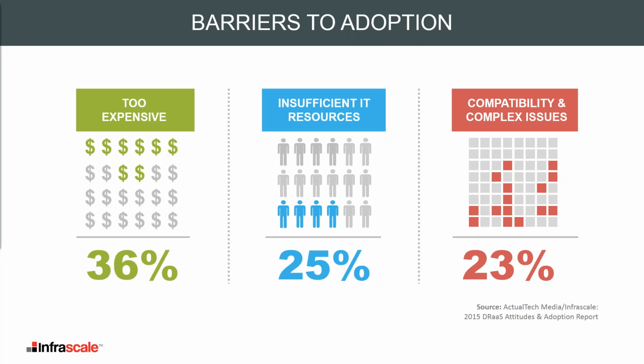So what are some of those barriers to adoption? Now, we just saw on that last slide, 68% of companies were saying that it's too expensive. Now, here is a stat that I got from a DRAS Attitudes and Adoption report. This is the report that I mentioned is in the handout, so you can grab a copy of this for more detail. But essentially, the barriers to adoption are first, just a misperceived idea that it's too expensive, just can't afford it. Second is insufficient IT resources. And third is compatibility and complexity issues. So we're going to address all of this as we go.